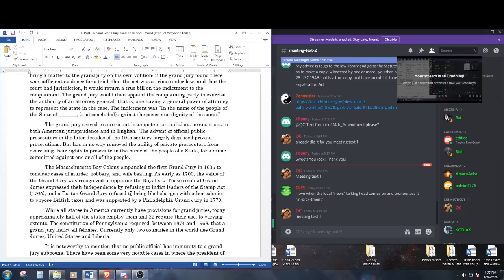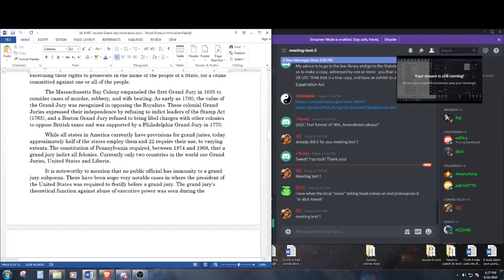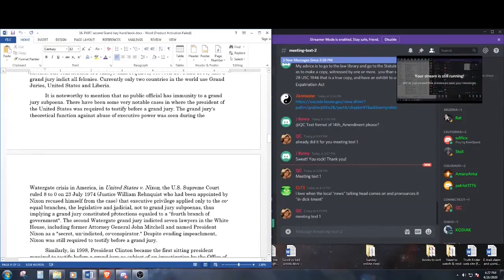Currently, only 2 countries in the world use grand juries. It's the United States and Liberia. It is noteworthy to mention that no public official has immunity to a grand jury subpoena. There have been some very notable cases where the President of the United States was required to testify before a grand jury. The grand jury's theoretical function against abuse of excessive power was seen during the Watergate crisis in America, in United States versus Nixon, where the U.S. Supreme Court ruled 8-0, on 23rd July, with Justice William Rehnquist, who had been appointed by Nixon, recusing himself from the case. That executive privilege applied only to the co-equal branches, the legislative and judicial, not to grand jury subpoenas, thus implying a grand jury constituted protections equal to a 4th branch of government, period.